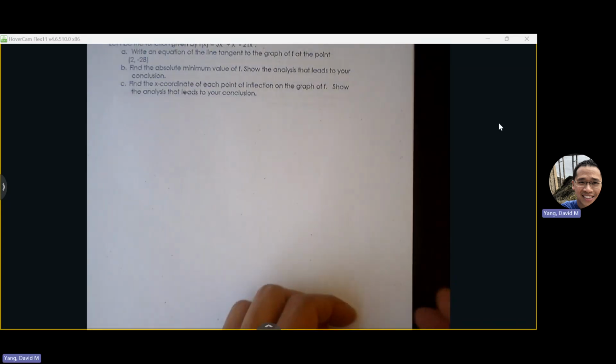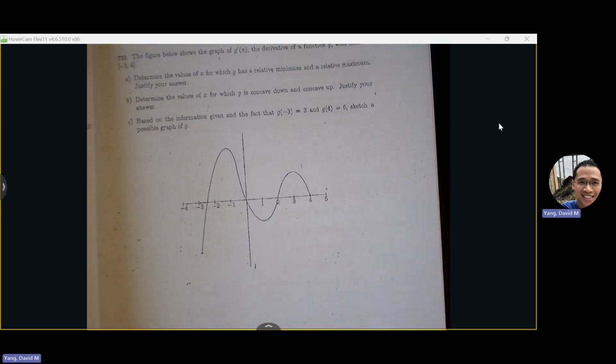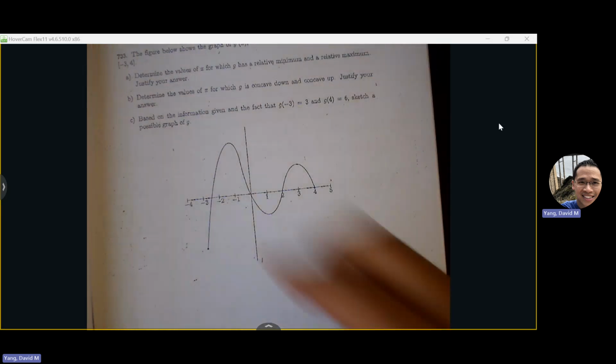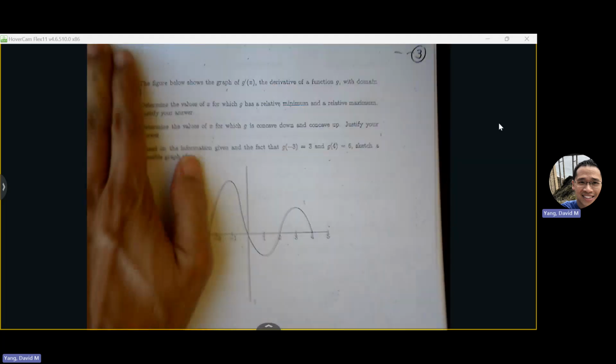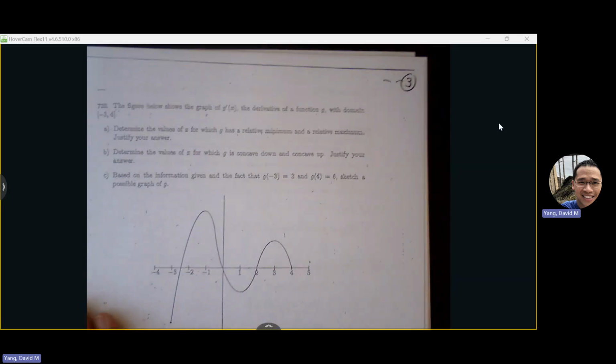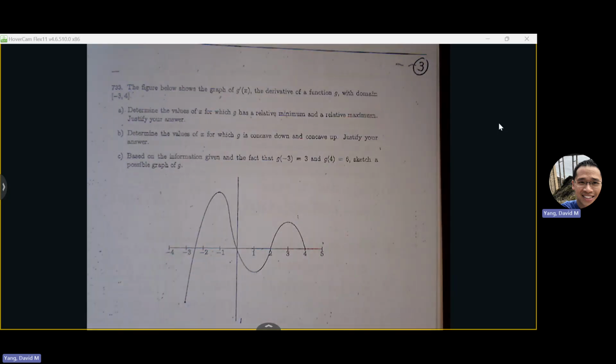All right, let's go to next page. Actually, I'll save number 2 for tomorrow since it's a similar process. We're just building the first derivative test and second derivative test for concavity. Let's go to page 3 and look at interpreting a derivative graph, an F prime graph.